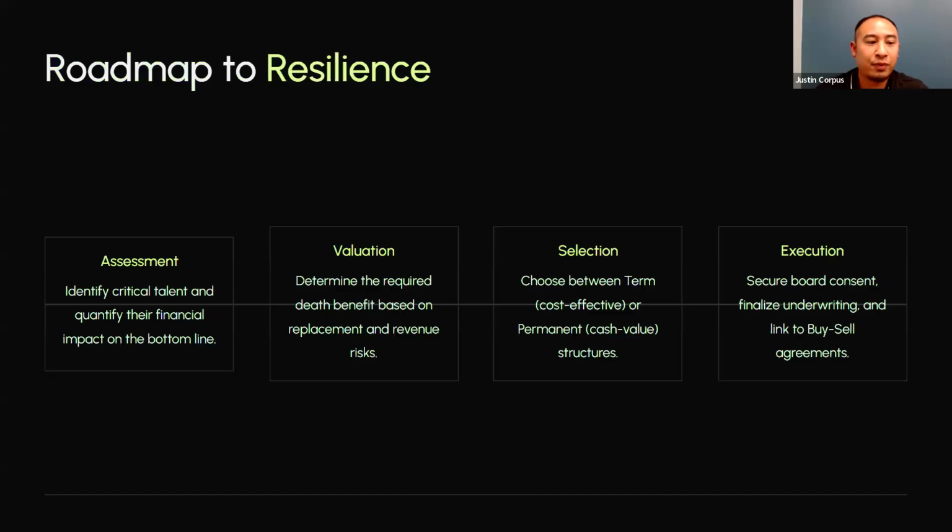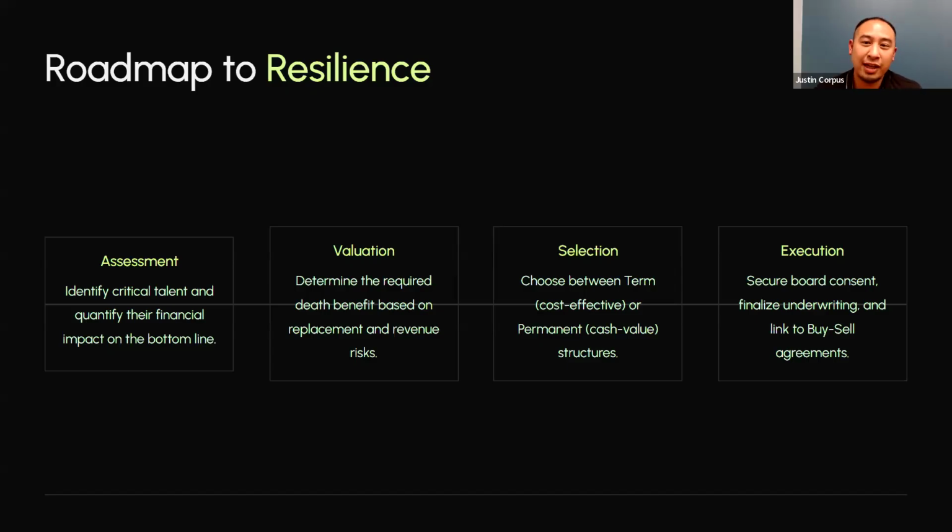And so the roadmap for this, right? So one, of course, how do we do this? One, we make an assessment on identifying critical talent: who are our best producers, who is the cream of the crop, creme de la creme, whatever you want to call it. And then we have evaluation, right? Determine the required death benefit based on what that specific employee brings to the company, revenue wise, production wise. Then we make a selection. We'll choose between term, which is cost effective, or permanent cash value structures.